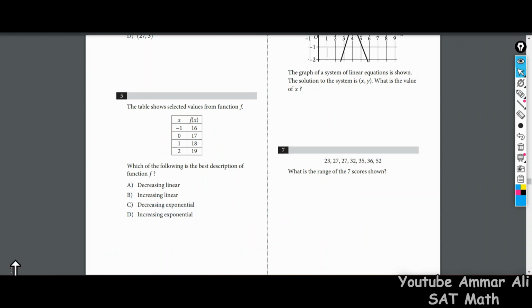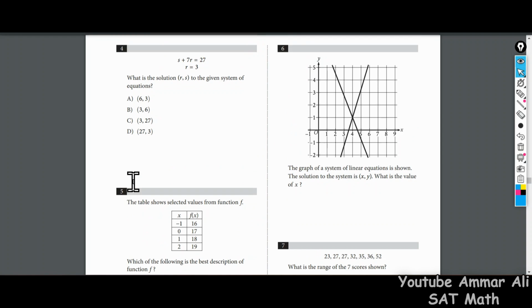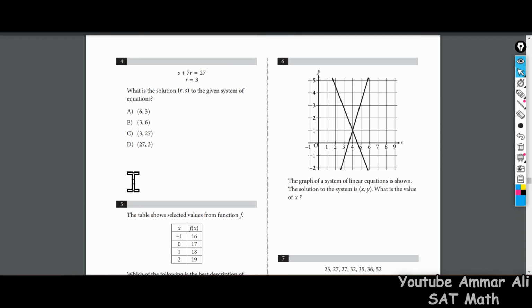So now we're going to go to question 4. What is the solution of RS, right? Given the system of equations, and they already give us R, right? So right off the bat, we know A is wrong and D is wrong, right? Because R has to be 3, and these ones give us some other value that's not 3, right? So that's why I eliminated those.